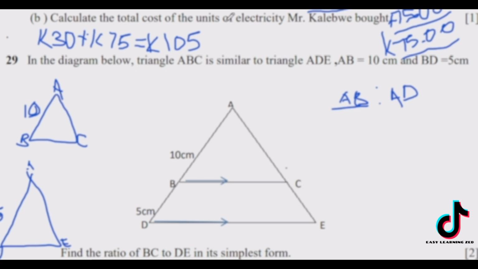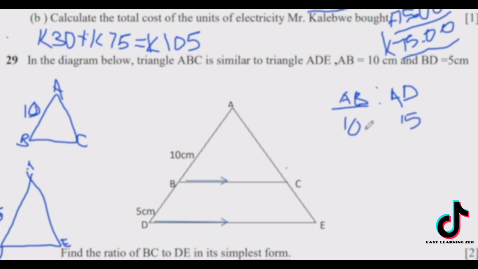Why? When you look at the naming of the triangles, it's A, B, C and here, this other one is A, D, E. So this is corresponding to this one, and this one is corresponding to this one. So these corresponding sides have this ratio. AB has 10 centimeter and AD has 15 centimeter.